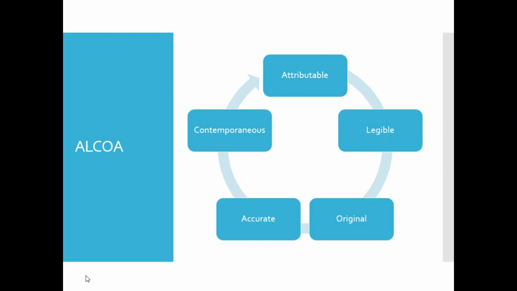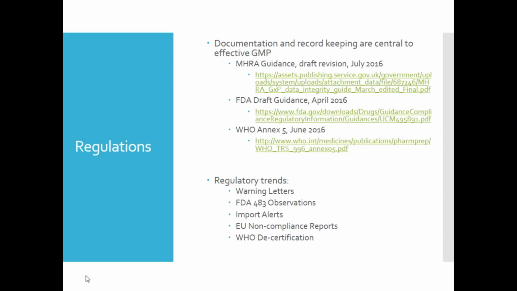So this acronym of ALCOA is the approach that's taken to ensure that data is reliable and it maintains its integrity at all times. So data must be attributable, it must be legible, it must be original, accurate and contemporaneous. So this is something that will be looked at more closely during audits, this ALCOA acronym.